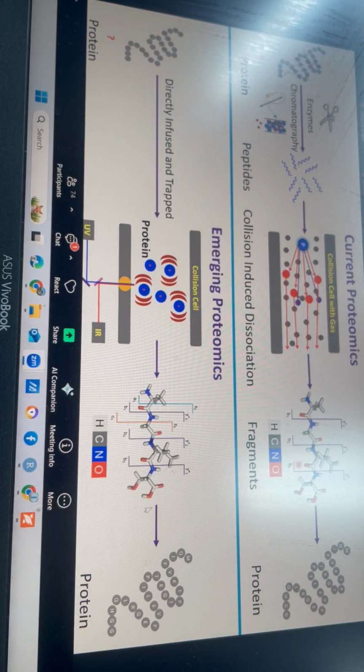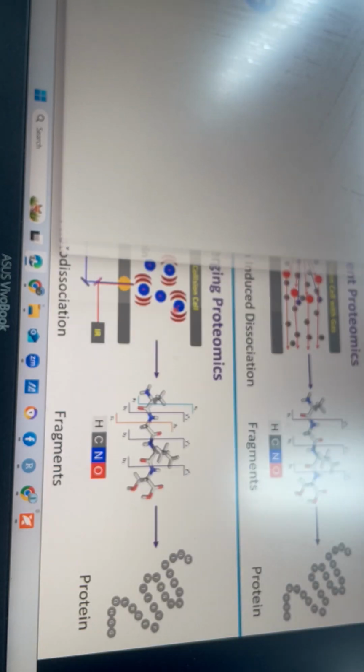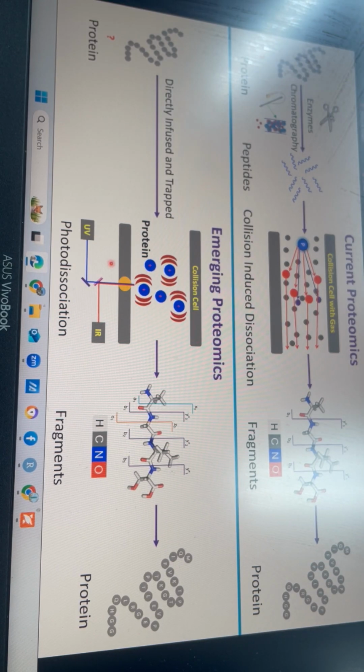Okay, so that's why we try to develop a new method. During my PhD, I tried to develop a new technique. Instead of using gas, I use UV laser and IR laser. The UV laser excites the protein, and that excitation breaks the carbon-carbon bonds inside the protein. And we use IR, which is a low energy photon. It vibrates the protein, and that way we can break the carbon-nitrogen bonds. Okay, and then we can have more fragments.